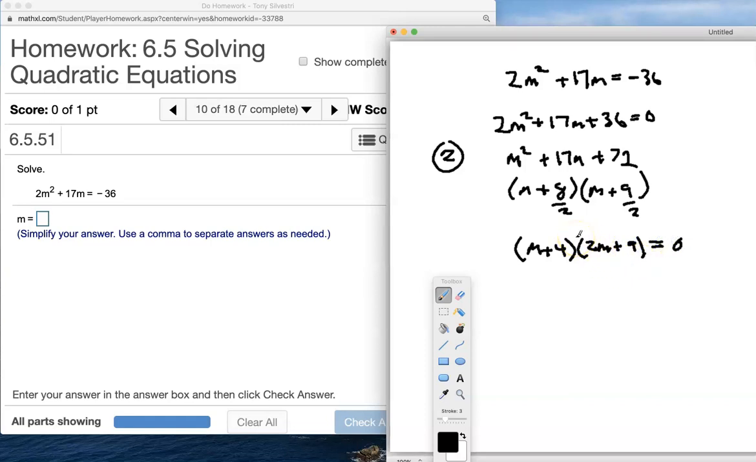Now, what are the answers? Set your factors equal to 0. I have a little line separating the two. This is minus 4. That's an easy one. m plus 4 equals 0. Minus 4 is your answer for that guy.